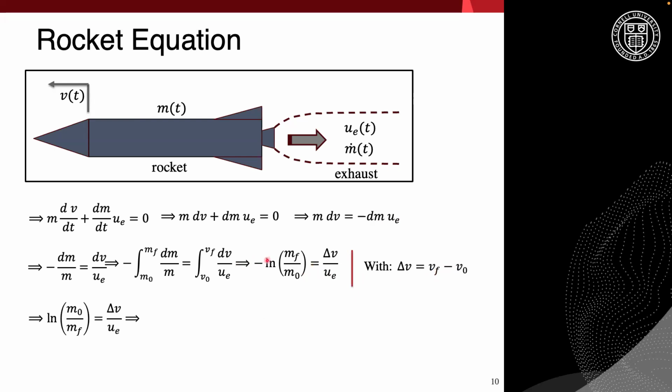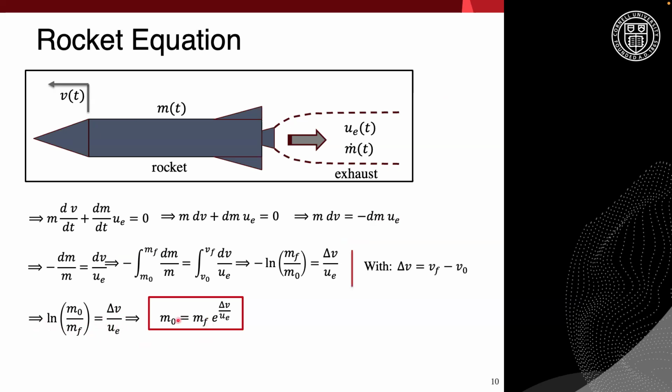So then we apply the ln rule. Minus ln of x is equal to ln of 1 over x. So we invert or reverse the numerator and the denominator. So we can write ln m0 over mf is equal to delta v over ue. And then we take the exponential of both terms. So we get m0 over mf equal to exponential of delta v over ue. And then we put mf in the right-hand side.